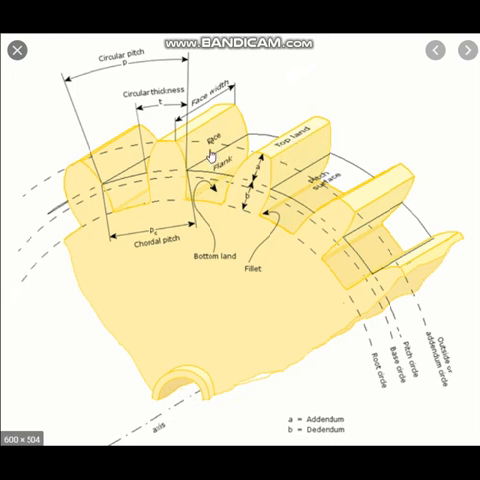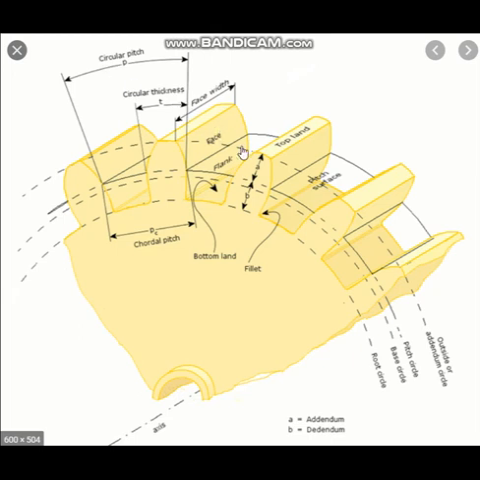And this is called the face. All these top portions are called faces, and the bottom portions are called flanks. This is the flank, this is the face, and this is the face width. On this pitch circle, from this point of the tooth to this point of the tooth is called the circular thickness. And from one point on the pitch circle to the same point on the next tooth is called the circular pitch.